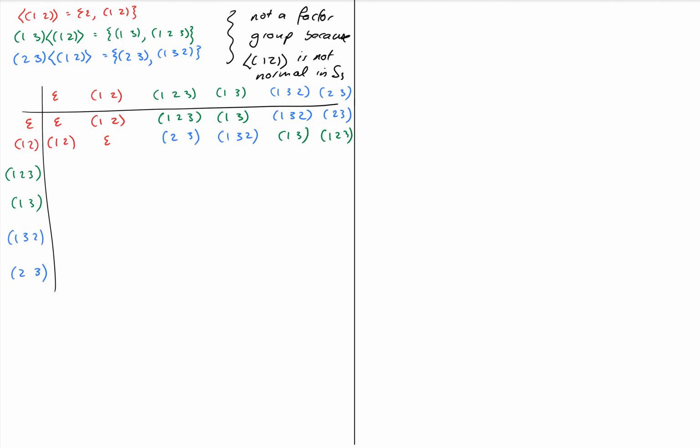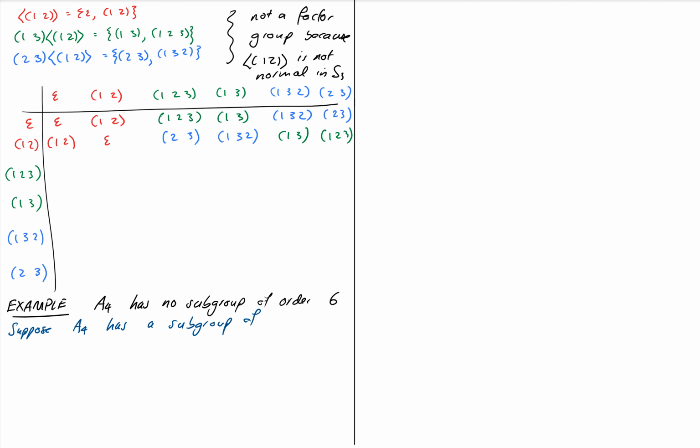All right, we're going to do one more example to show that we have no subgroup of a certain size in A4. All right, this is a cute little one. This is a way of showing that A4 has no subgroup of order 6. Okay, so the way we're going to go about this is we're going to assume that it does. So suppose A4 has a subgroup of order 6.